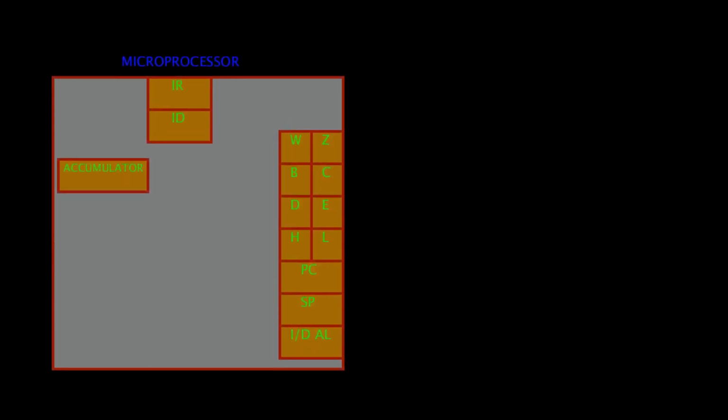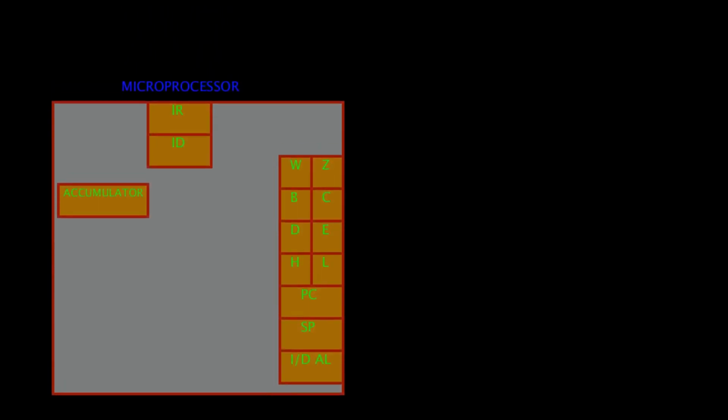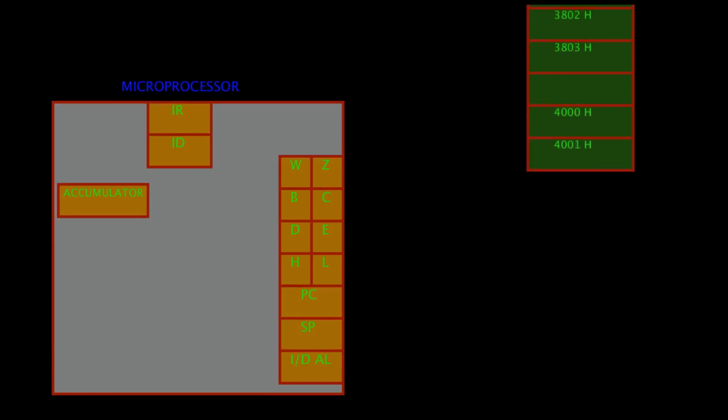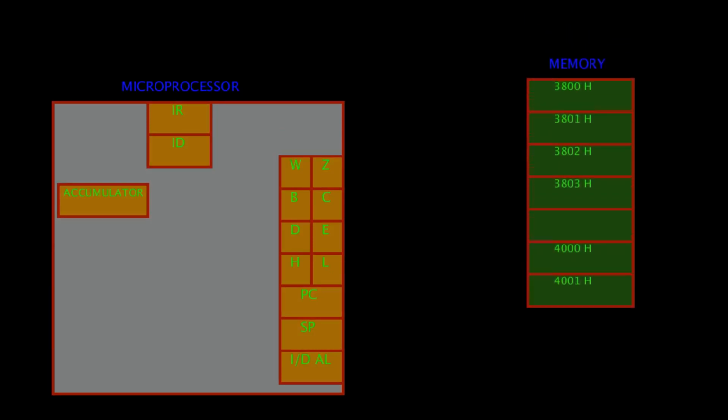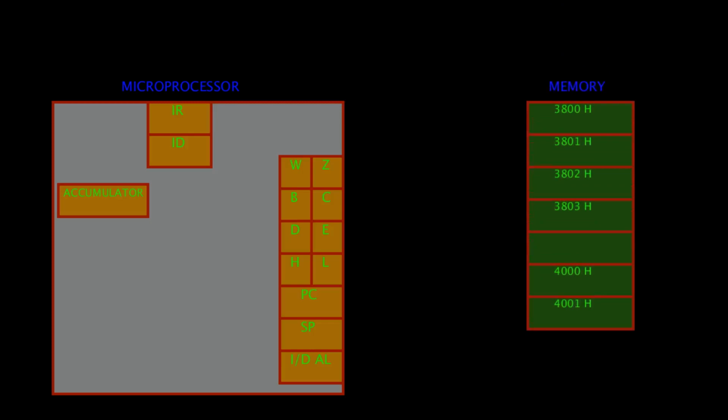And now this is our 8085 microprocessor containing all the basic units and registers. And now comes memory starting from location 3800H. And now this is our instruction MVI B, 88H.